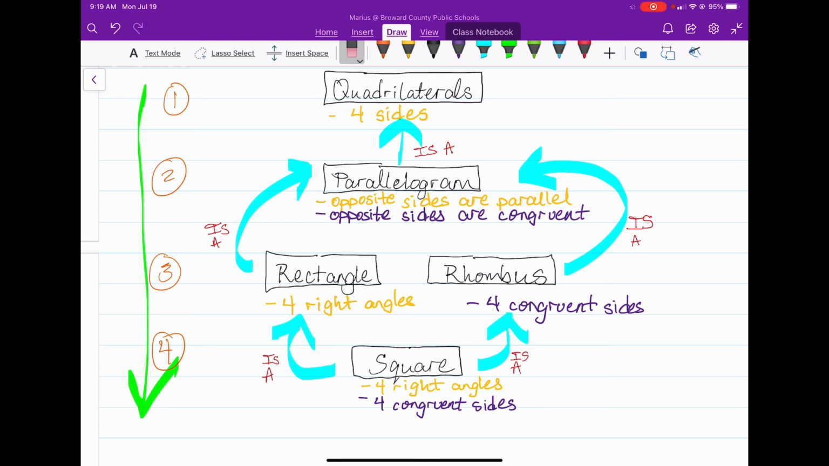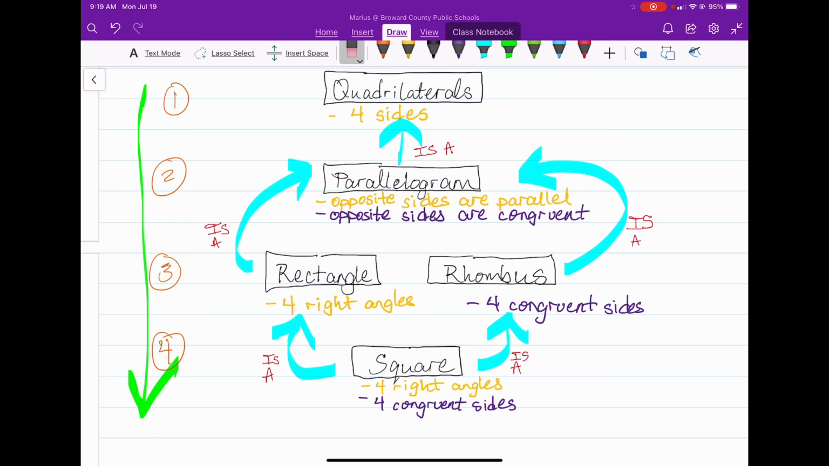So when you're saying something is something else, that means you're starting at the bottom and you're working your way back up, okay? However, if you start at the top, everything that's underneath is that thing. So for example, since parallelogram is underneath the word quadrilateral, that means that a parallelogram is a quadrilateral, okay? A rectangle is a quadrilateral. A rhombus is a quadrilateral. A square is a quadrilateral, all right?